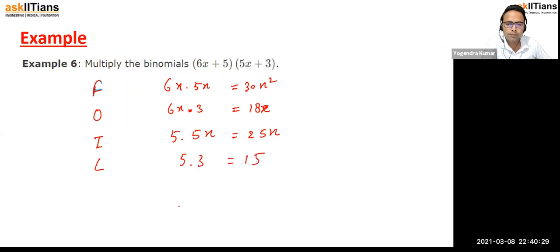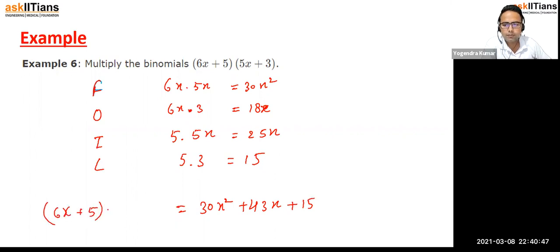Add all, right? So finally, what are we getting? 30x square, and then we can add them here only, right? So what will we get? 43x plus 15. So what is our 6x plus 5 into 5x plus 3? It is what? This expression right here. 25 plus 18 is what?